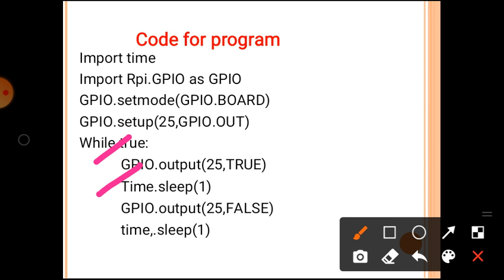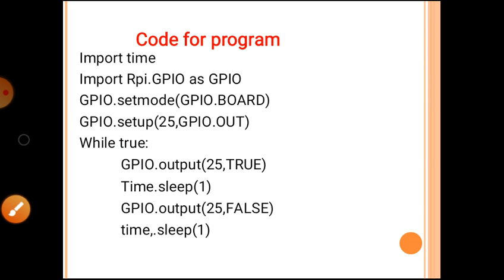Then we have to turn that LED off. For that purpose we write GPIO.output(25, False). False means the output voltage is 0. So the LED is off, and we require the LED to stay off for some time. So we write time.sleep(1). This is the code for blinking an LED with the Raspberry Pi board using the Python language. Thank you. Keep watching my video.